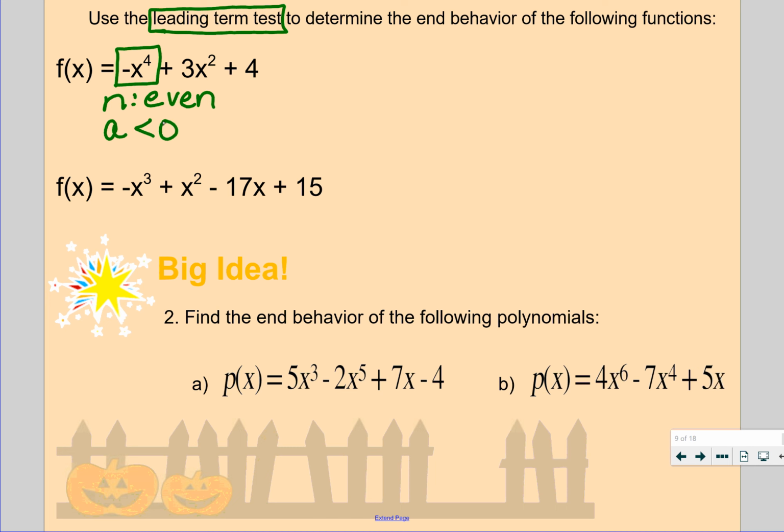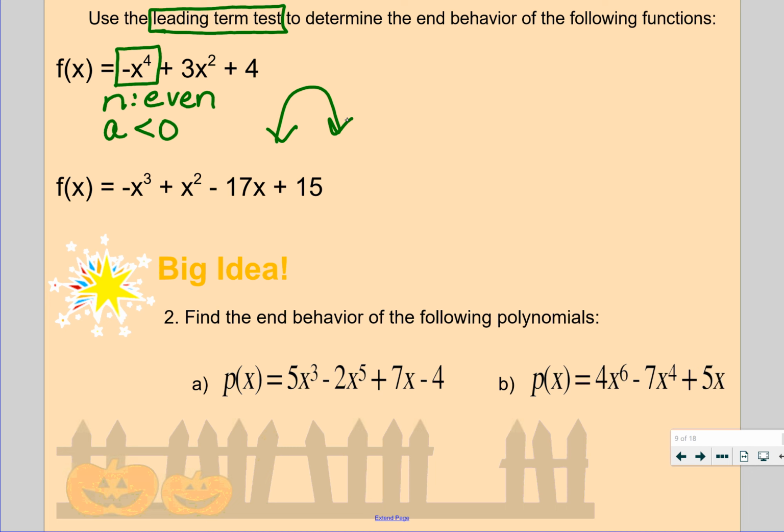So as soon as it says even, in your brain, you should be thinking it's going to be like a parabola on the ends. Second, it's saying negative. So what happens if there's a negative in front of an x squared? It's going down. This picture should pop in your mind. I don't care if you know what case number it is. I want you to be able to, if it's even and negative, make me that picture, okay?